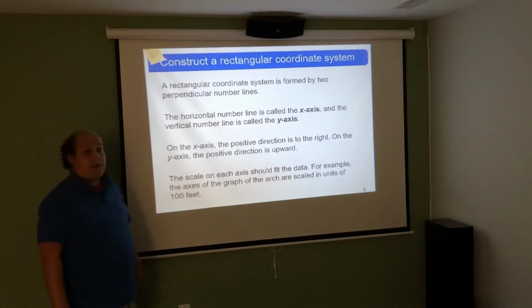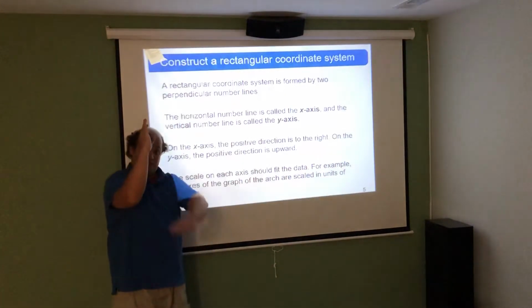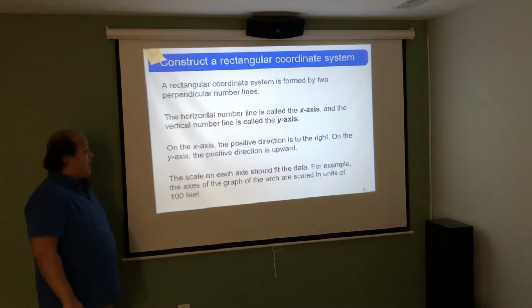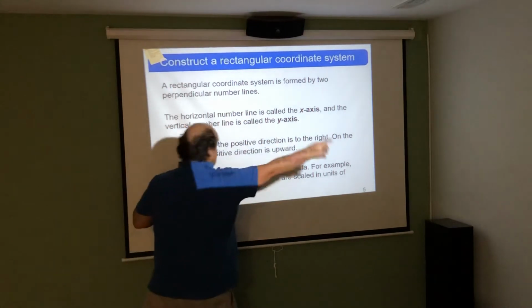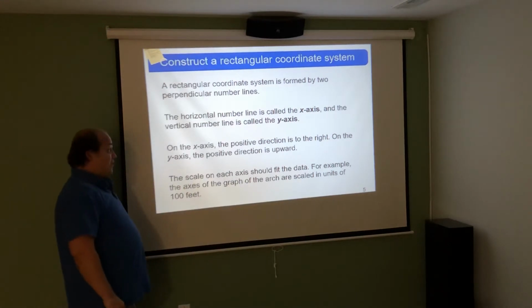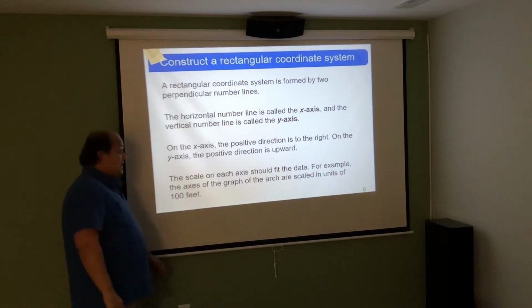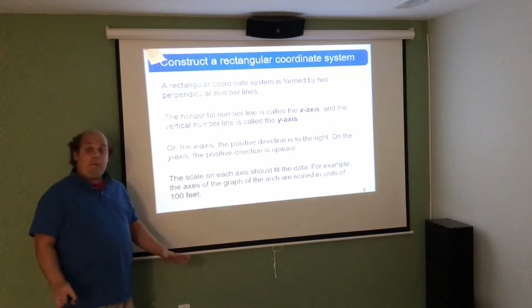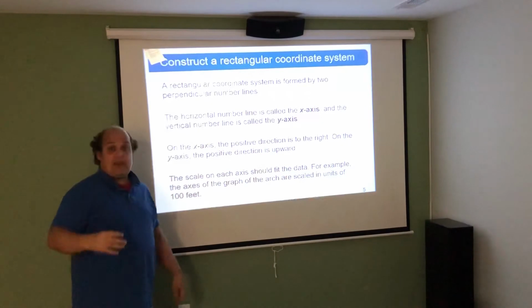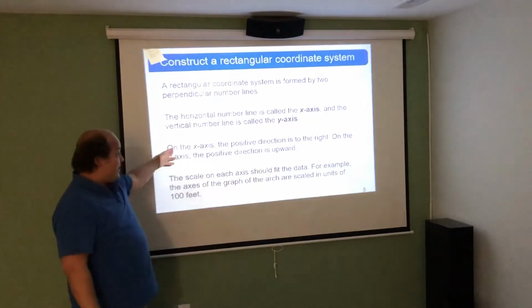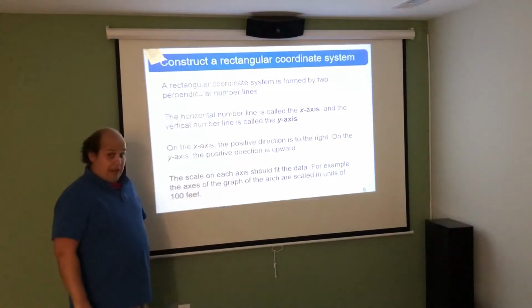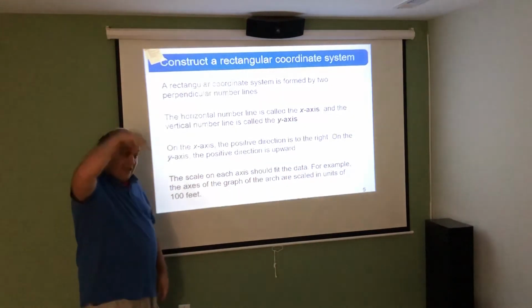A rectangular coordinate system is formed by two perpendicular number lines, the y-axis that goes up and down, and the x-axis that goes left and right. The horizontal number line is called the x-axis, and the vertical number line is called the y-axis. On the x-axis, the positive direction goes to the right, or on our screen, it's going to head that way. On the y-axis, the positive direction is upward, that way. The scale on each axis should fit the data. For example, the axis on the graph of the arch tells us that it's 100 feet each. For the most part in this class, you can just assume it's 1 unit that it represents if you're not told otherwise. Here, when it tells us the positive direction is to the right, that means the negative direction on the x-axis is to the left. When the positive direction in the y is up, that means the negative direction is down.